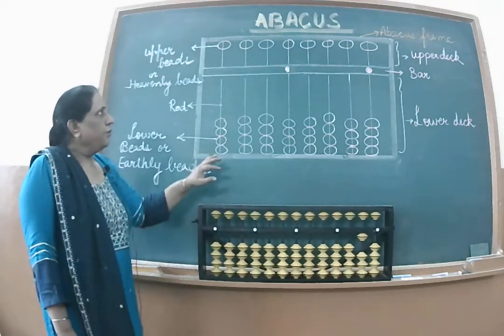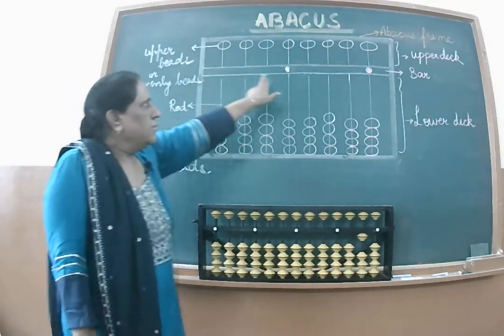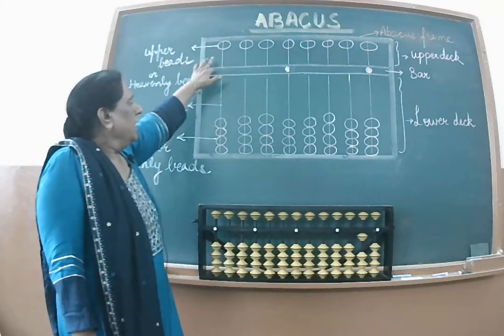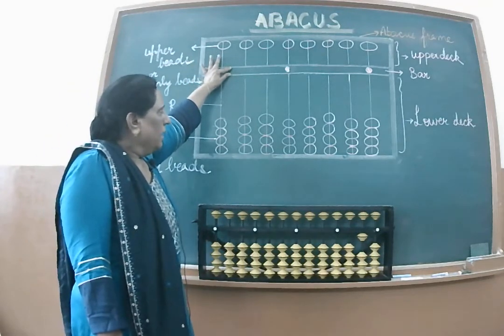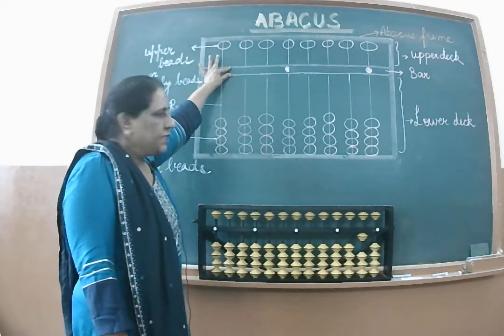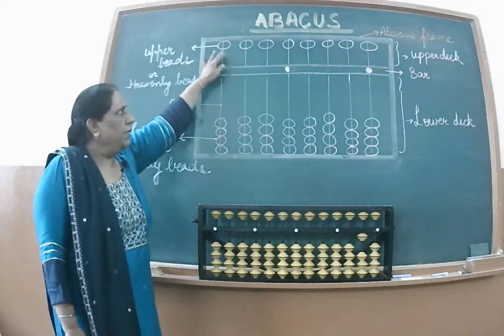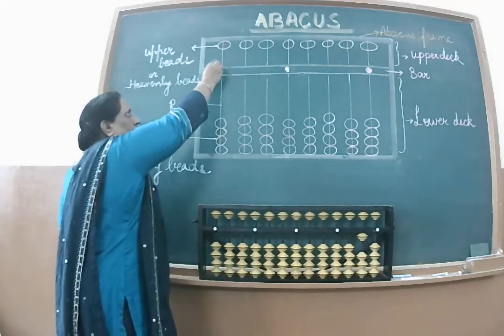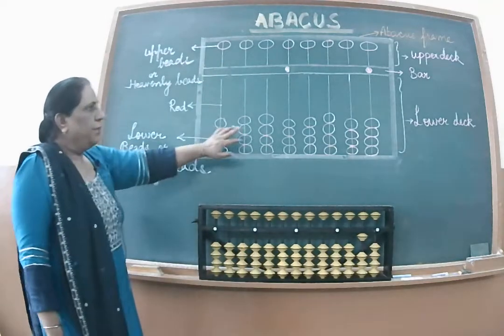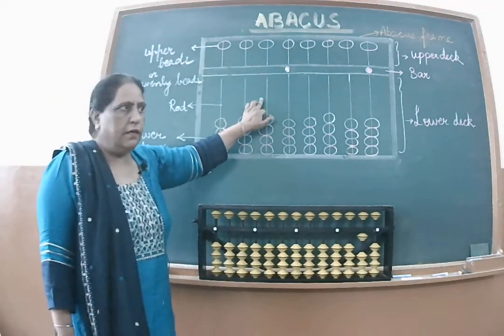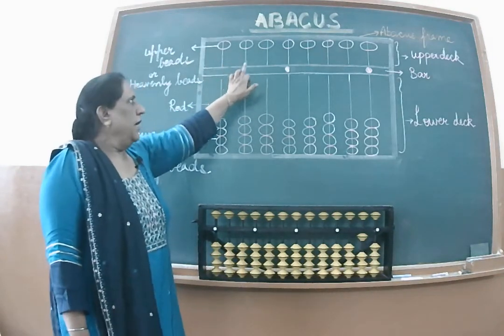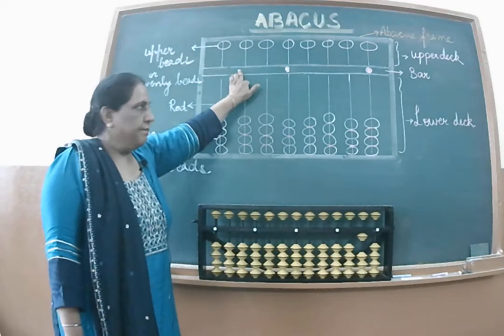Now beta, first of all you will see this is an abacus frame. This bar divides the abacus frame into two parts, lower part and upper part. The lower part is called the lower deck, the upper part is called the upper deck, and this is called the bar.